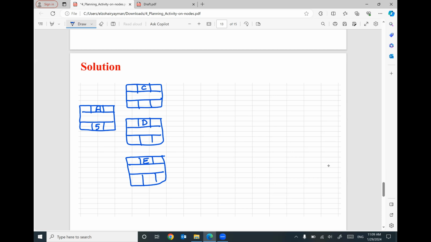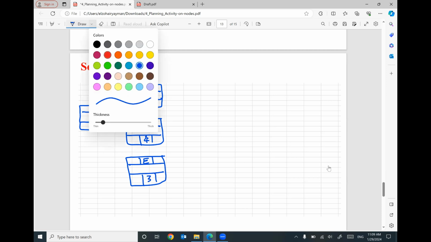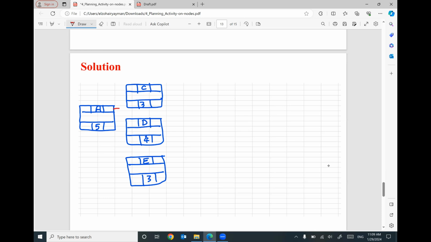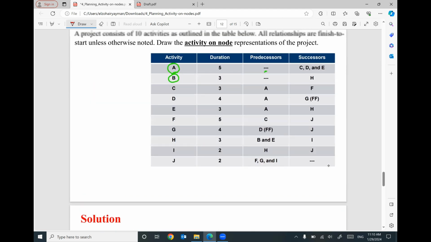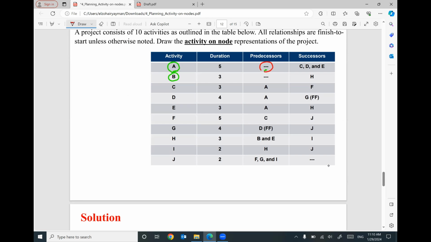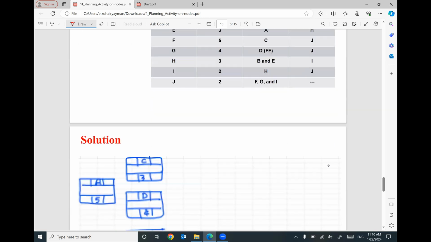The duration of C is 3. The duration of D is 4. The duration of E is 3. All of them are following for activity A. So I have to put the relationship finish to start. This is for activity A without any predecessor, nothing before, but we have 3 activities after. For B, we don't have any predecessor, but we have one following H.